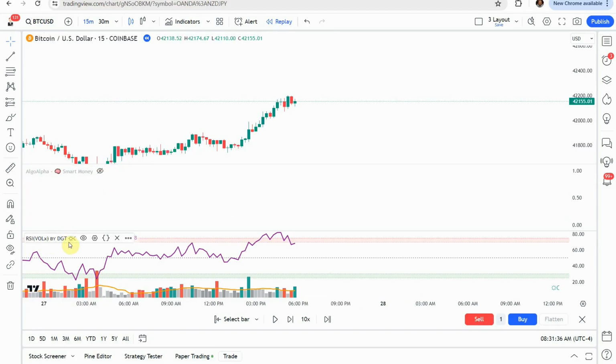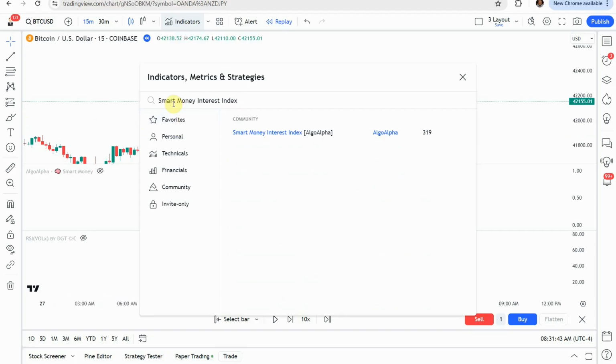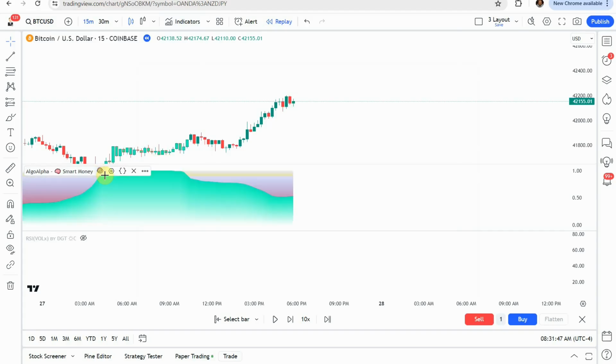So let's just go ahead and turn off these two indicators here. The first indicator you will add to the screen is going to be the Smart Money Interest Index, this one right here. Click that, add it to the screen, and it'll look like this. This is the indicator that the source video is referring to when they say it gives exact entries and exits of institutional traders, banks, and funds. Interestingly enough, it doesn't give you any exact entries or exits.